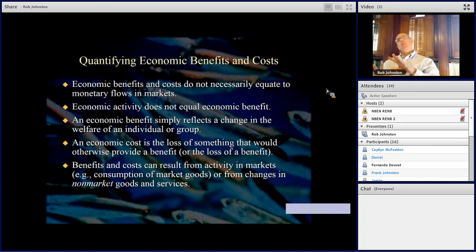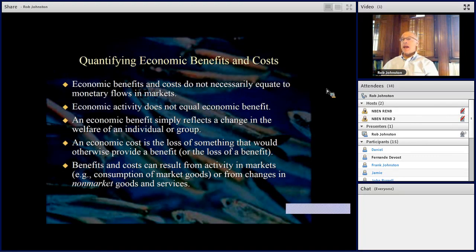So, broadly speaking, economic benefits and costs don't necessarily equate to money flows in markets. And again, that's a common mistake that people make. They assume that economics is all about money trading hands. Economic activity, dollars passed between different people buying and selling, doesn't necessarily equal economic benefit. Imagine that we were all in a room. I took $1 out of my pocket and handed it to one person, and that person handed it to the next person, and we just passed that dollar around the room.